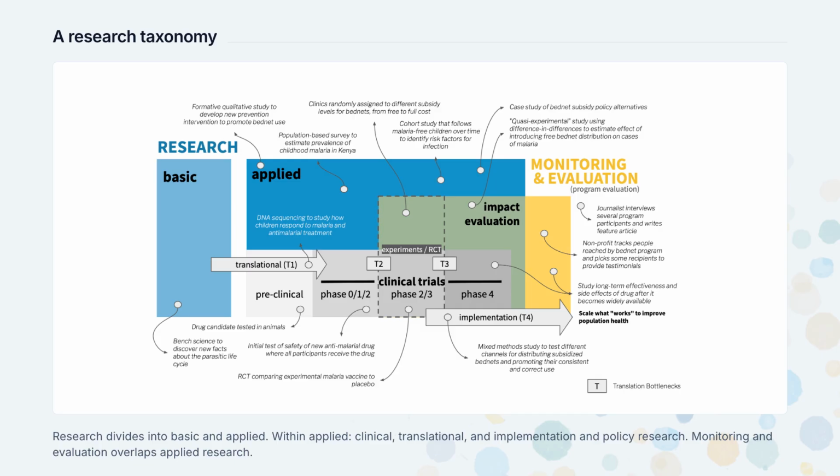Here's the roadmap. Research is divided into two main categories, basic and applied, which you can see on the left side of the diagram. Within applied research, we have clinical research, including clinical trials, translational research, and implementation and policy research. Overlapping with applied research is monitoring and evaluation, which sometimes, but not always, qualifies as research. We'll start on the left with basic research and work our way across.